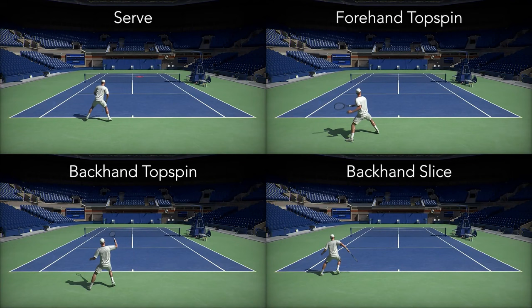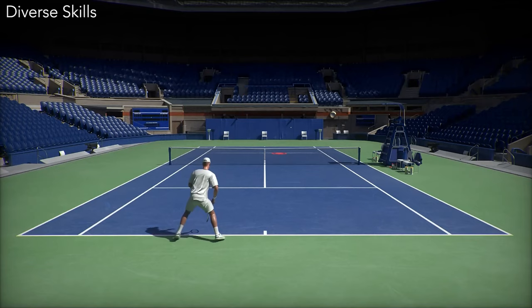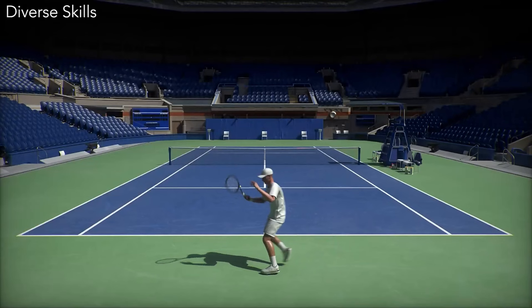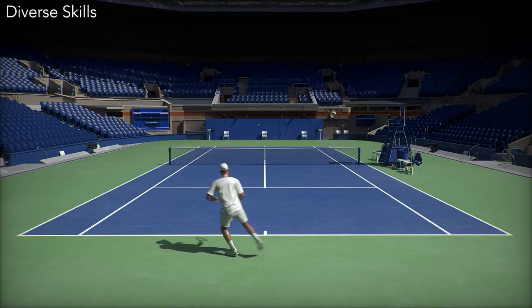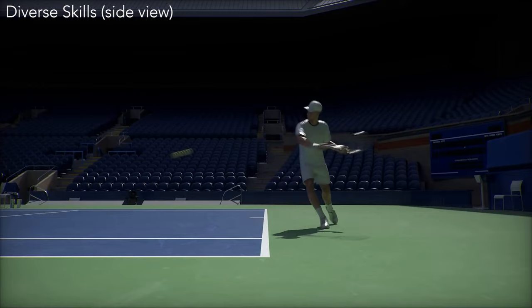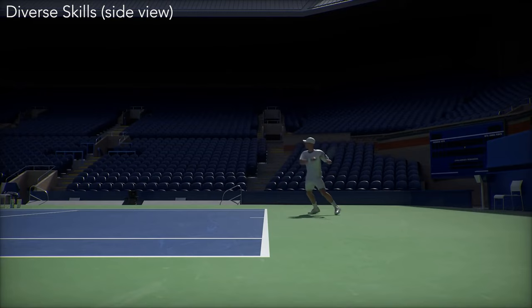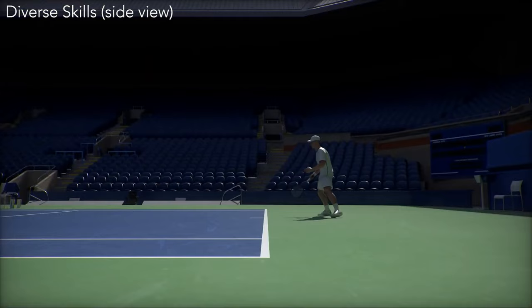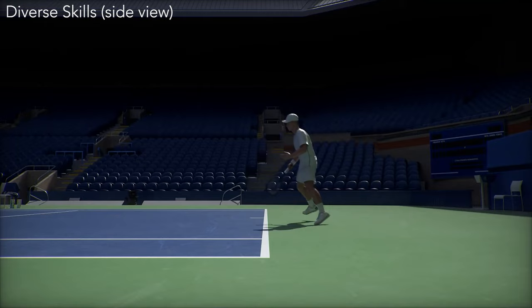With our system, various tennis skills can be learned such as serve, forehand topspin, backhand topspin, and backhand slice. These skills are learned using data from a right-handed player who used a one-hand backhand. The simulated character can hit fast-coming tennis balls with diverse and complex skills. When given a target spin direction, such as a backspin, the character will hit the ball with a slice. Here, we visualize the skills with the character model used in our physics simulation.